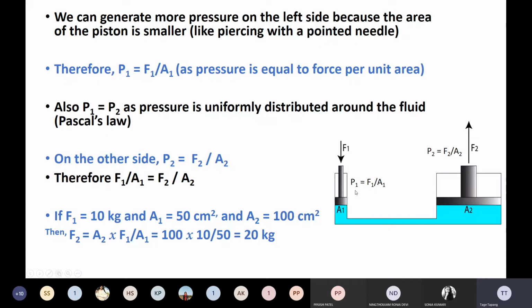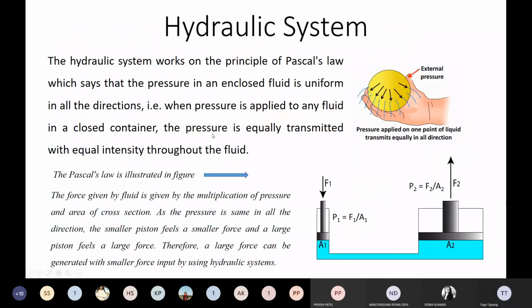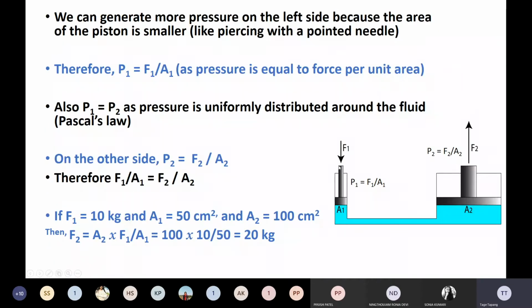Alright, so this is on the left hand side. But according to Pascal's law, we have P1 equal to P2. Why? Pressure is equally transmitted with equal intensity throughout the fluid. So when you apply some force here, whatever pressure this area is experiencing, the similar pressure will be experienced here. On the right hand side, we can see P2 is equal to F2 by A2.